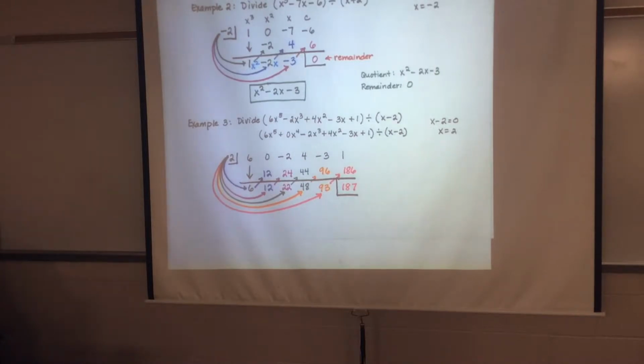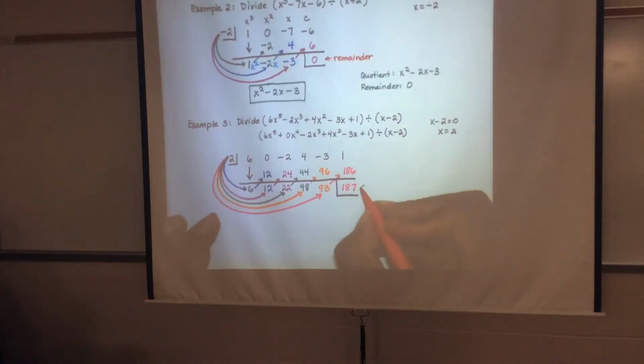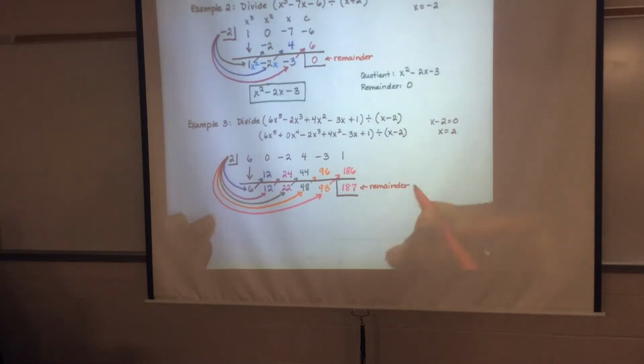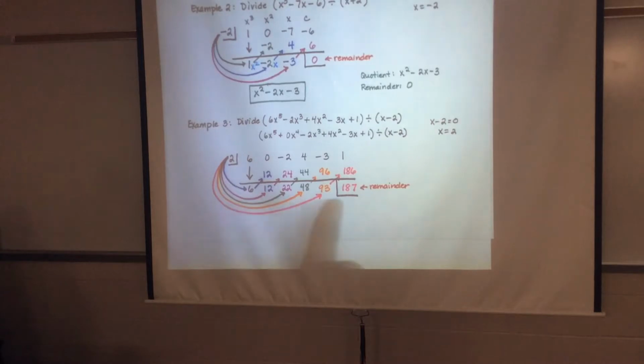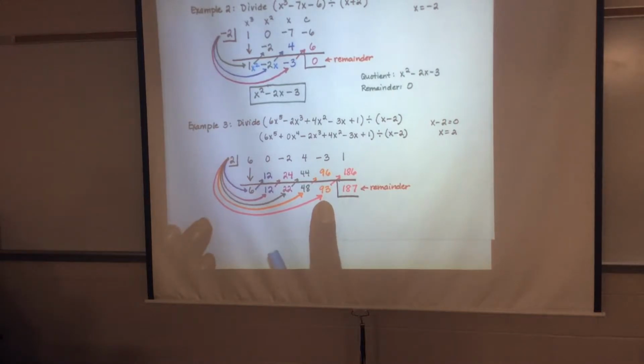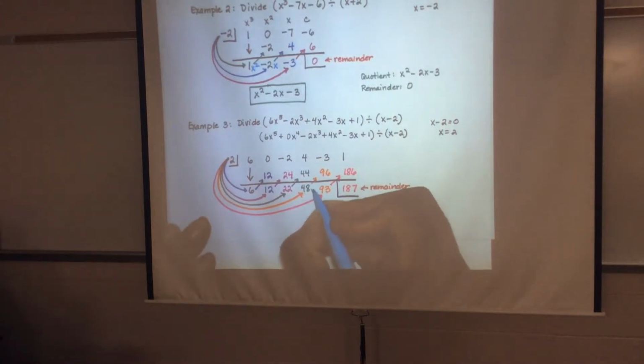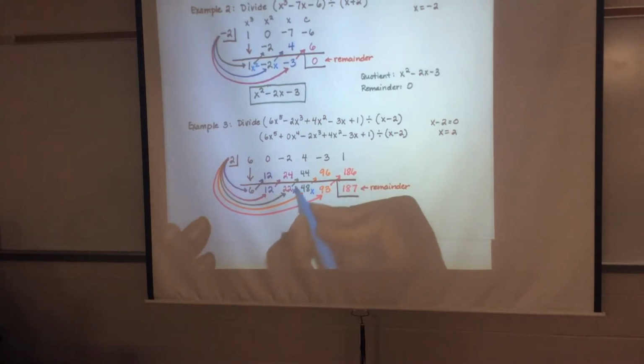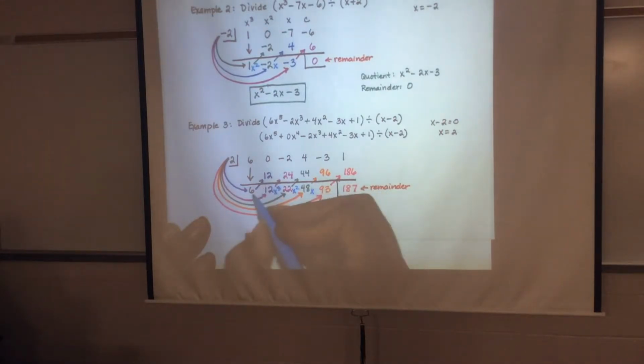Okay, and finally, we're going to write down the quotient and remainder. That 187, which is the last number in the last row, represents the remainder. These other numbers here represent the quotient. Okay, so if that 187 is the remainder, I'm going to go from right to left. In this case here, the 93 will be your constant. The 48 will be the coefficient of x. The 22, coefficient of x squared. The 12 in front of that will be the coefficient of x cubed. The 6 will be the coefficient of x to the 4.